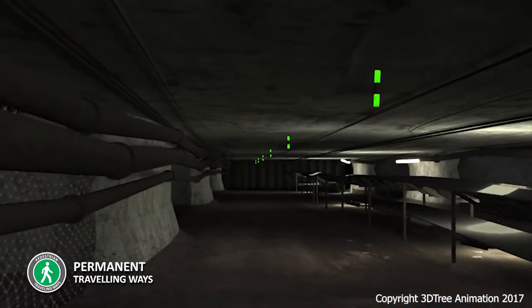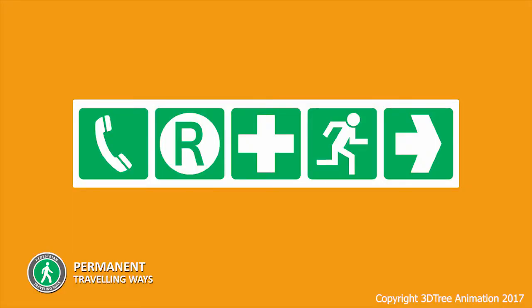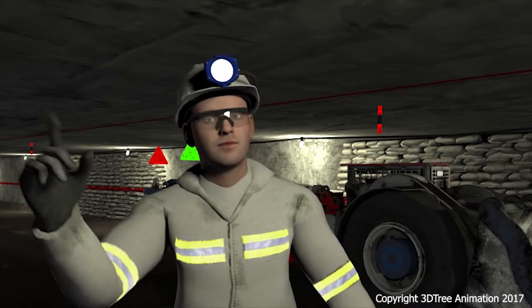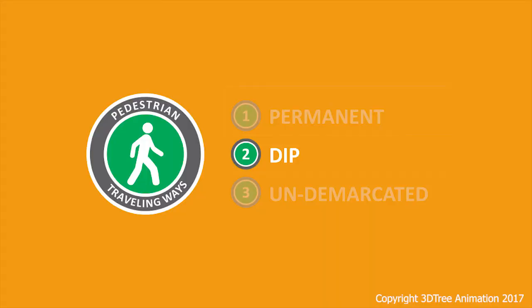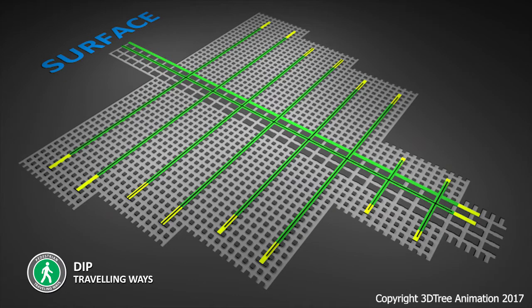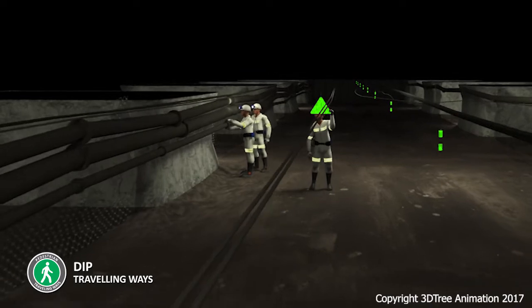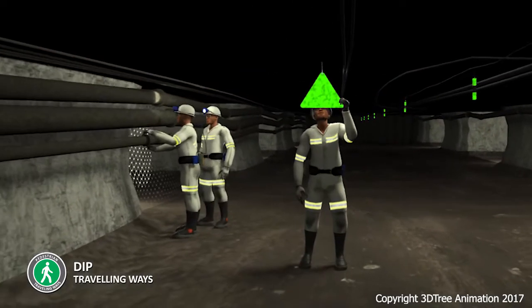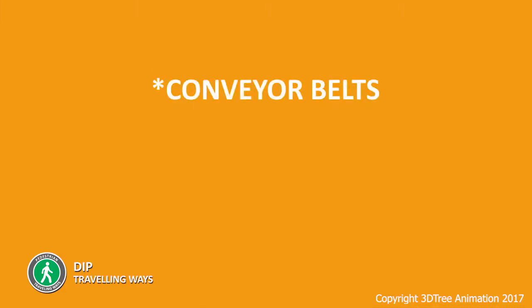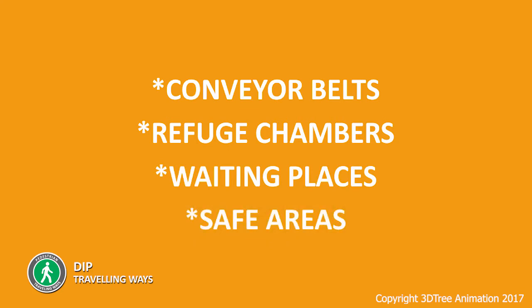Except for the green sparkle sticks, you'll see signs indicating where refuge chambers, waiting areas and safe areas will be. You'll also see TMM warning signs, indicating that they are not allowed in the pedestrian travelling ways. The next area to discuss is the dip travelling ways. Dip travelling ways will be located closer to your mining face. You will find green sparkle sticks and green triangles, indicating that people are travelling in these areas. As the face advances, so will the conveyor belts, refuge chambers, waiting places, and safe areas.